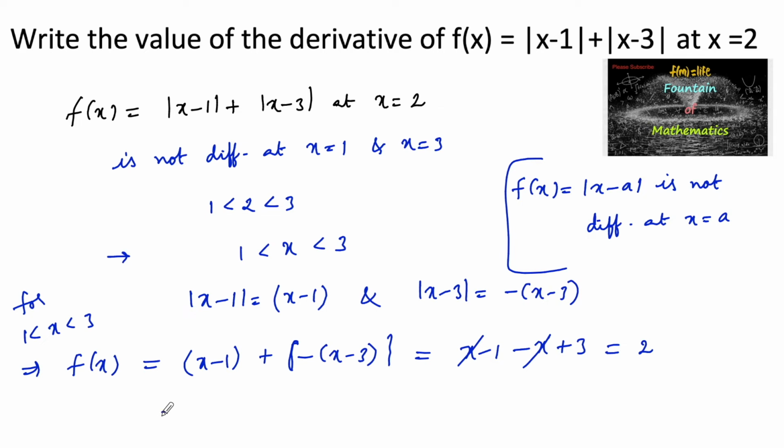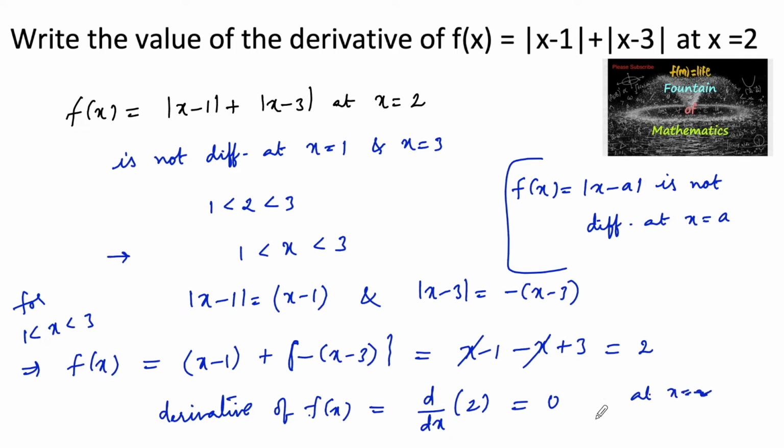Then the derivative of f of x is equal to d by dx of 2, differentiation of a constant is 0, at x is equal to 2, we can say. So the answer is 0.